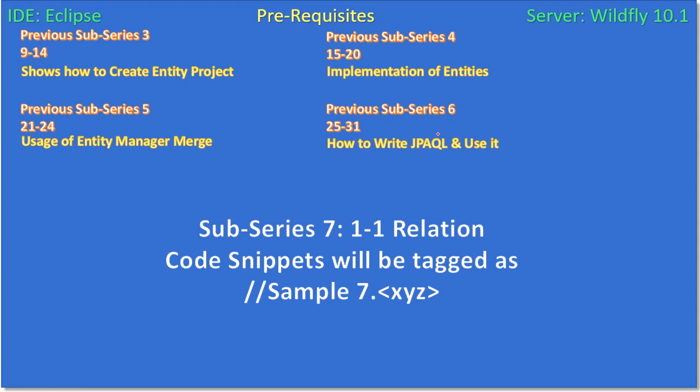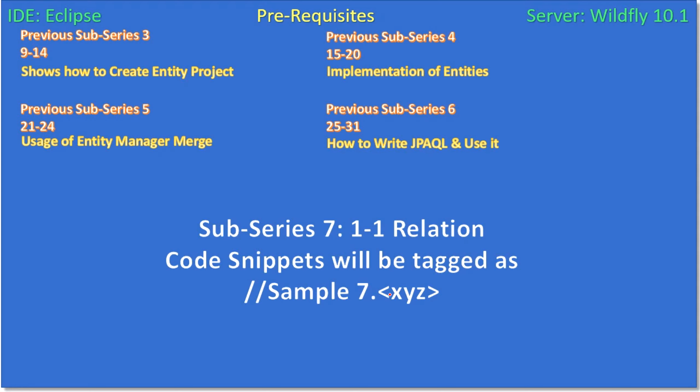So in subseries 6 we used a simple entity, and here in subseries 7 we will be using a complex entity, in the sense the entity will have one more entity, so thereby it will define the one-to-one relation. The code snippets will start with 7.xyz, where xyz is 7.1, 7.2, like that.